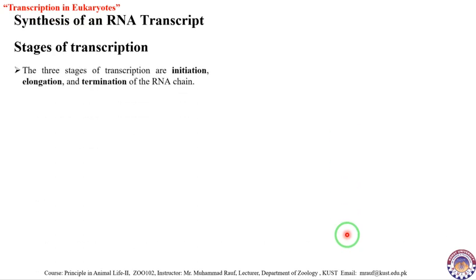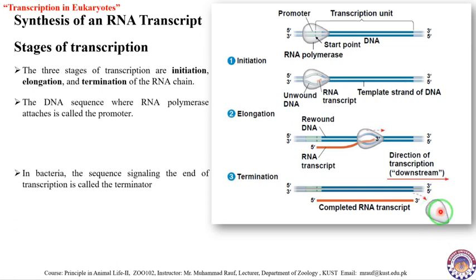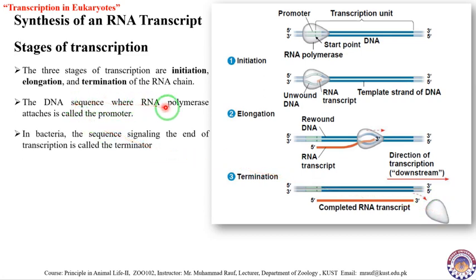So here once again the 3 stages of transcription: initiation, when the RNA polymerase and other transcription factors bind to the promoter region; elongation, when the actual coding area is being copied to messenger RNA; and termination, where the process comes to its end. The DNA sequence where RNA polymerase attaches is called the promoter.